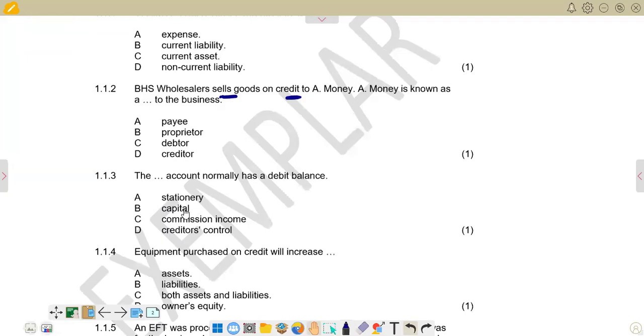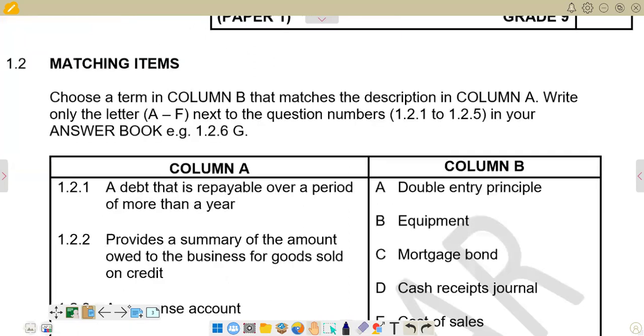Capital always has a credit balance, and also commission income, which is classified under income, also has a credit balance. All incomes have credit balances, and creditors control is a liability, and all liabilities have credit balances. So I would say that on 1.1.3 we have A as our correct answer. We can go to the answer section and just represent our A.